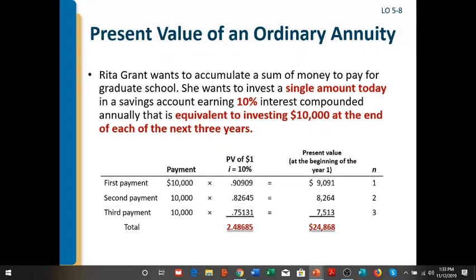And so the answer is you go to table 4, go over to your 10% column down to number 3, third period, 2.48685 is the number, and you're going to multiply that times your 10,000 to come up with 24,868.50 if you want to get down to the exact number.